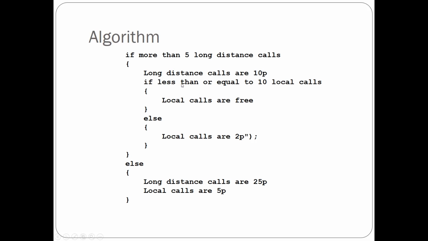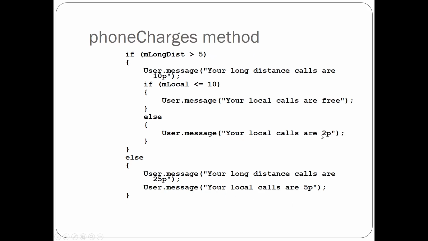If less than or equal to 10 local calls are made, then they are free. But if we make greater than 10 local calls, we charge them at 2p each. If less than or equal to 5 long distance calls are made, then long distance calls are 25p and local calls are 5p. And that's the same thing translated into Java.